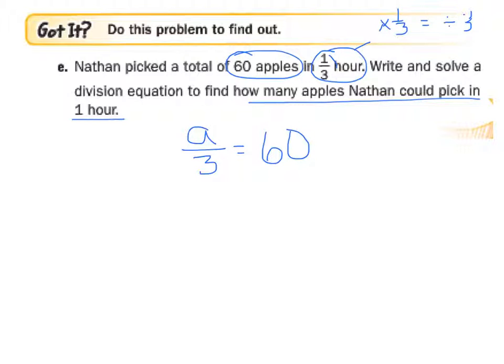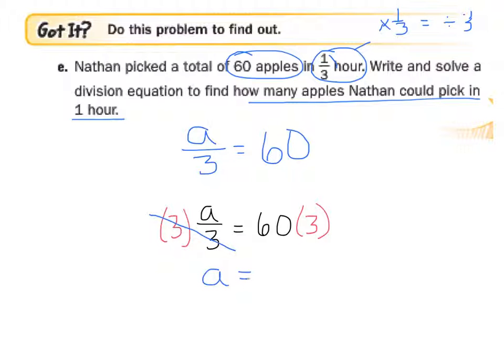So we're going to take a over 3 equals 60. We're going to multiply both sides by 3 to get rid of the denominator 3. The 3's cancel and we get a is equal to 180 apples.